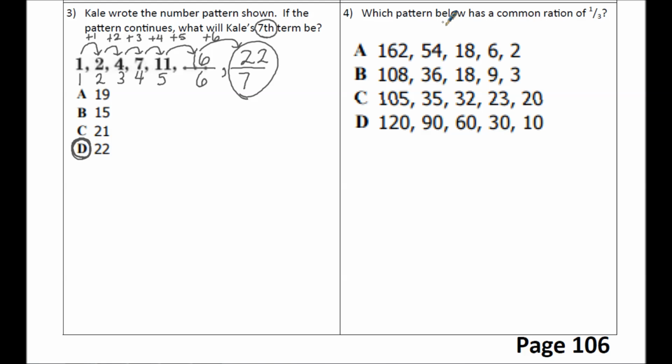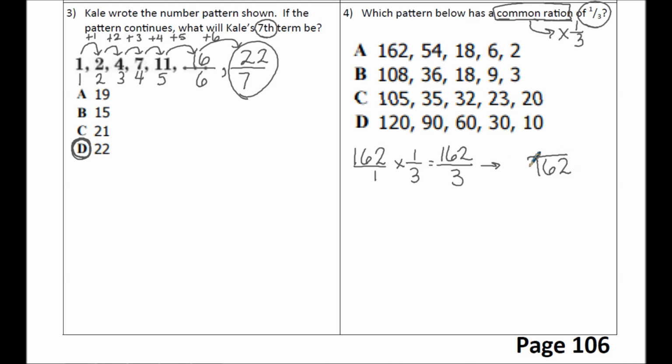For question number 4, it's asking which pattern below has a common ratio of 1/3. So a common ratio, you need to remember that that has to do with multiplication, and we're going to be multiplying, in this case, by 1/3. So when we see 162 times 1/3, we need to put them both in fractional form, and 162 times 1 is 162, and 1 times 3 is 3. And that's basically the same thing as saying 162 divided by 3. So we normally use multiplication to say the rule, but when we actually divide by 3, we get that the next term should be 54.